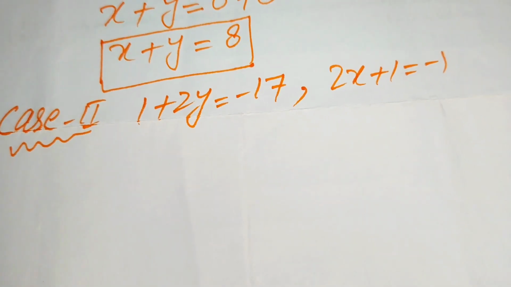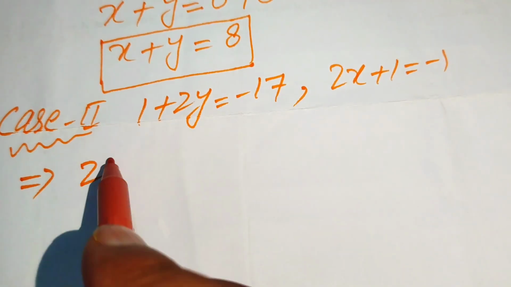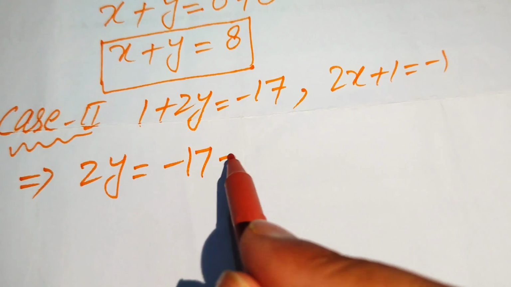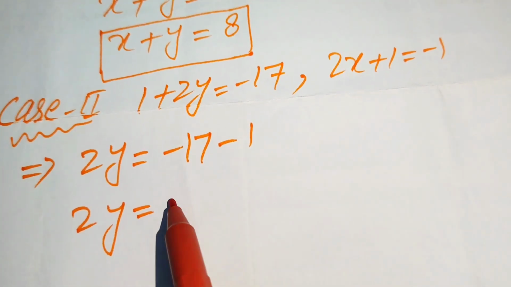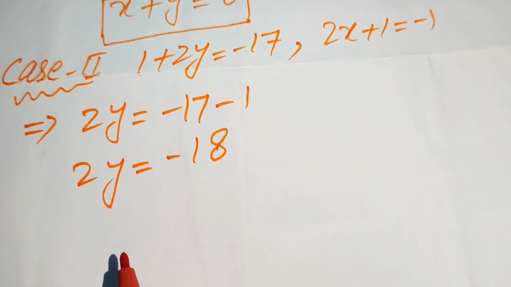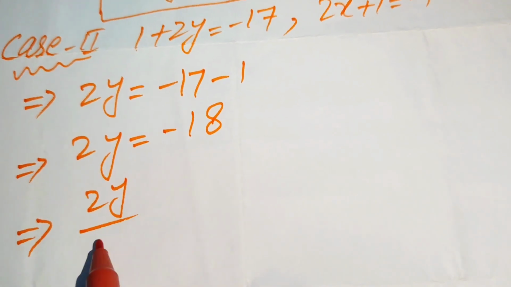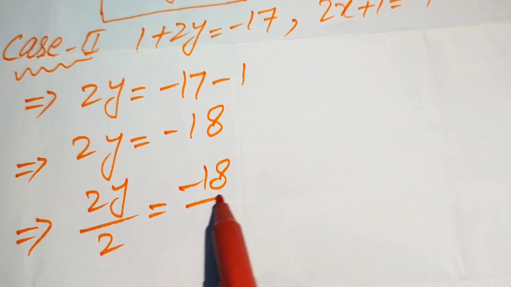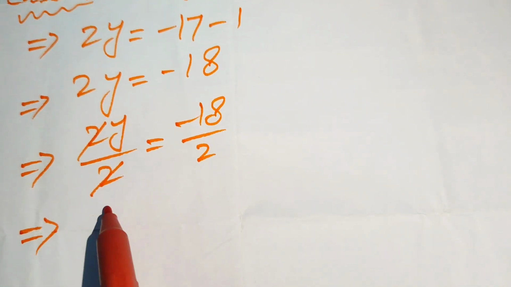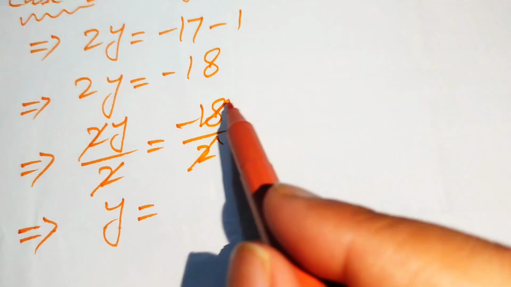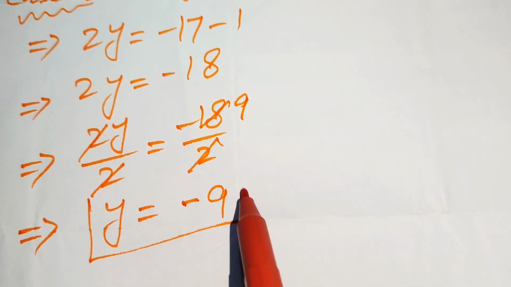the given question. So here we again move this plus 1 to the right hand side and it will be written as 2y equals minus 17 minus 1, and we have 2y equals minus 17 minus 1 is equal to minus 18. And here we again divide both of the sides by 2 and it will be written as 2y over 2 equals minus 18 over 2, and this 2 is cancelled out by this 2 and we get y equals to, here you have 2 nines are 18 and we have the value of y equals minus 9.